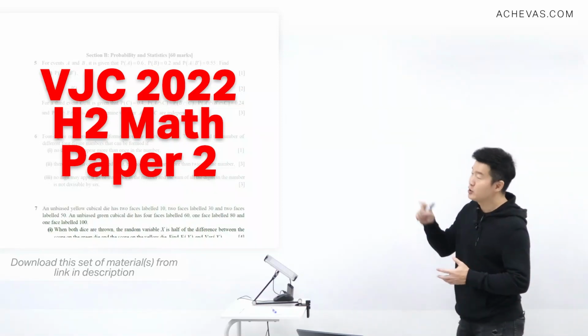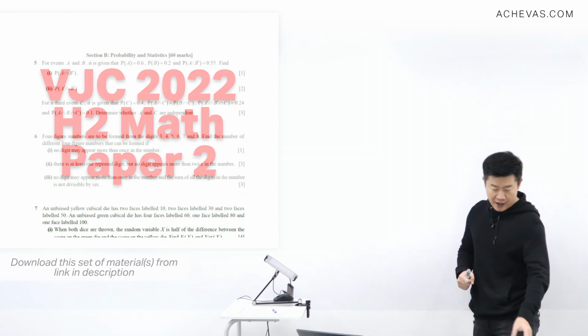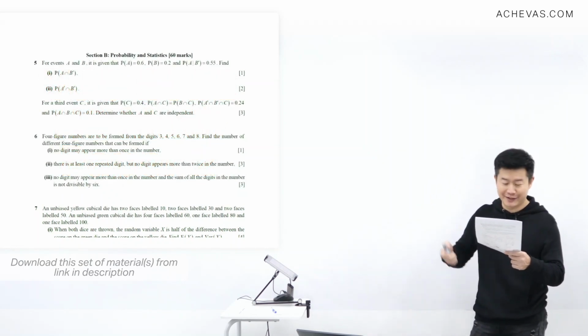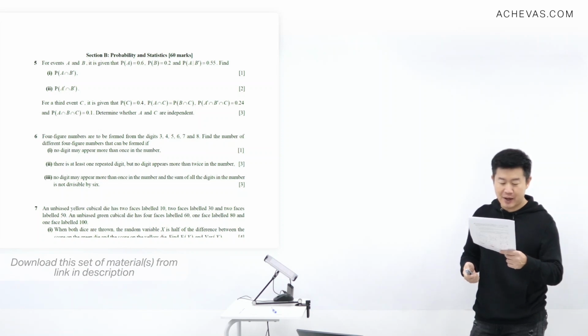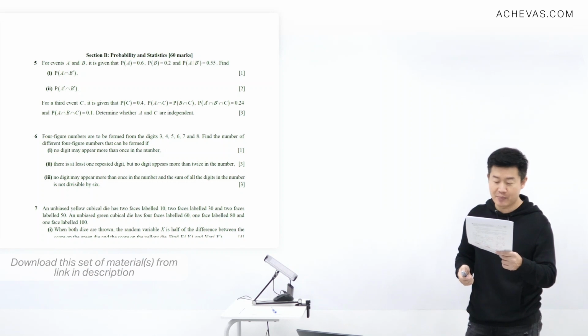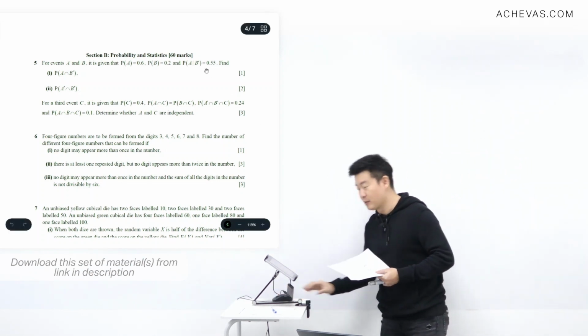All right, let's take a look at section B now from this VJC 2022 paper 2. In question number 5, we have all these probabilities that are given to us. In part 1, we are supposed to find the probability of A intersect B prime, when we are given this piece of information here, the conditional probability.